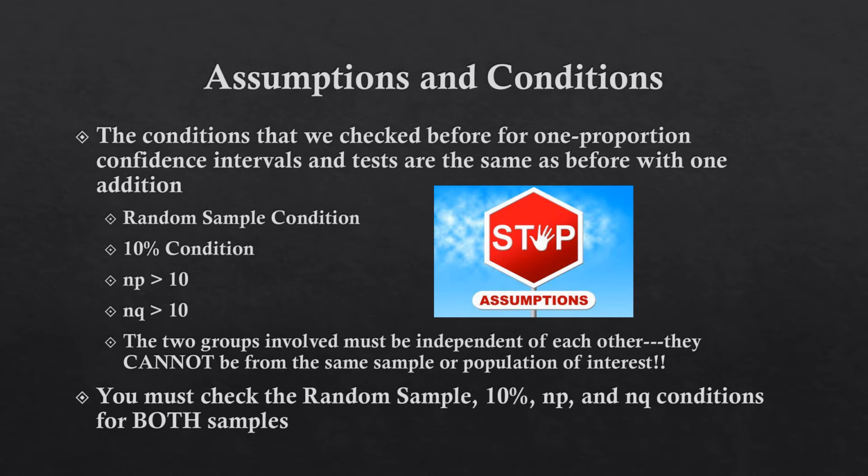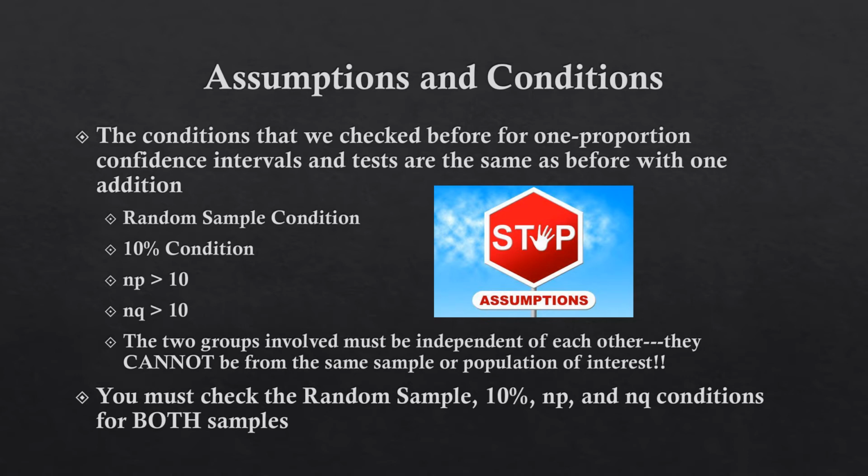So first off, we have to have a random sample within each population. Our sample size from each population also has to be less than 10% of the population size. And then we still have that np, n times 1 minus p, or n times q. Each of those have to be greater than 10 in each of our samples.